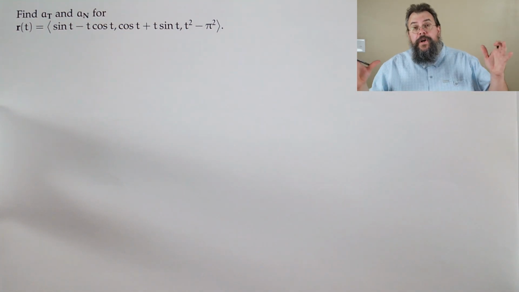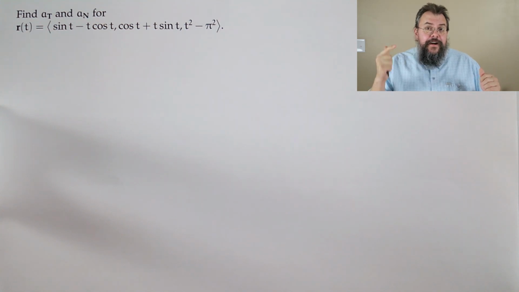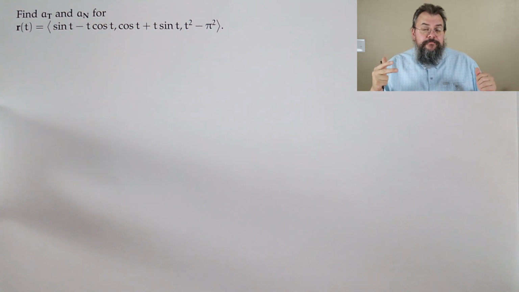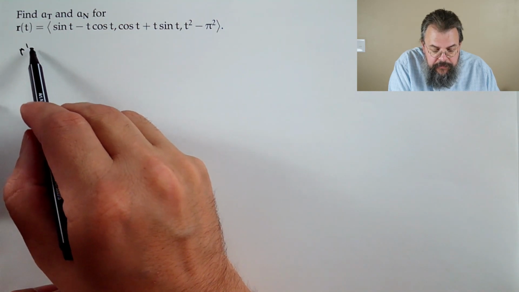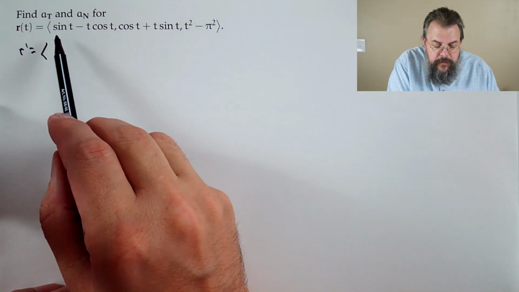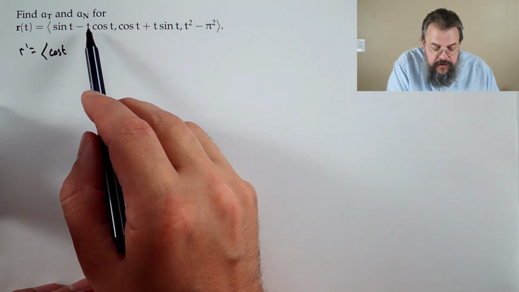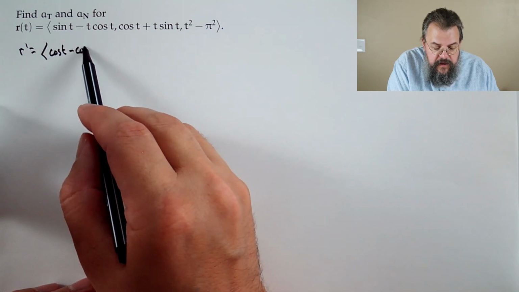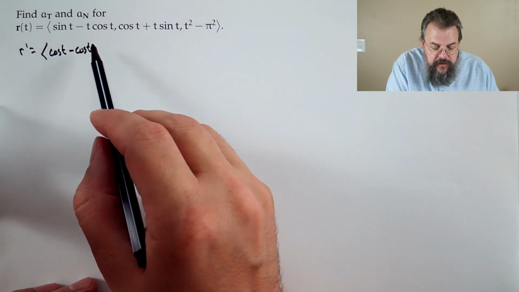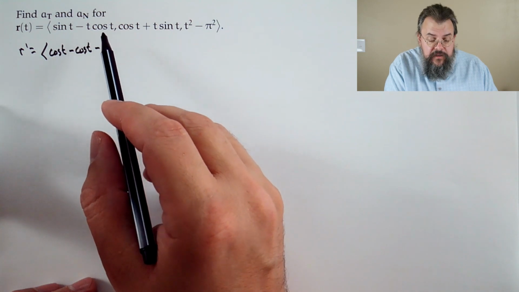Regardless of what method we use, we always are going to need r prime, r double prime, and the magnitude of r prime. So we should always start with those three. They're common to both. So let's start with r prime. Here we have the derivative of sine is cosine. Here, product rule: derivative of the first times the second, 1 times cosine, so minus cosine. Then minus the first times the derivative of the second. Derivative of cosine is negative sine.